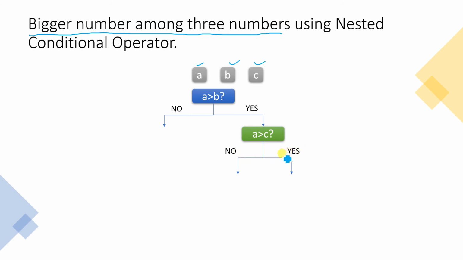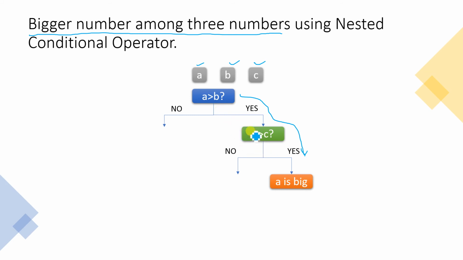So if it is bigger, if it is yes, that means A is already bigger than B and A is also bigger than C. Then who is bigger? Obviously A is big. So that's why you will know that A is big. So this is the path you will follow if everything is yes. Now let us solve the no part of this expression, then we will go towards the top.